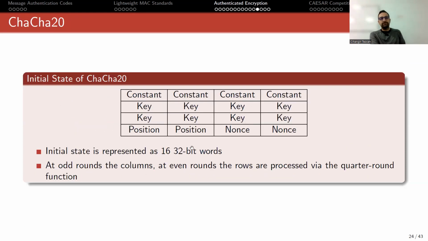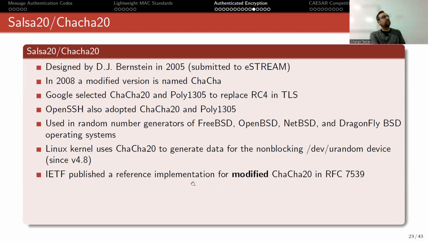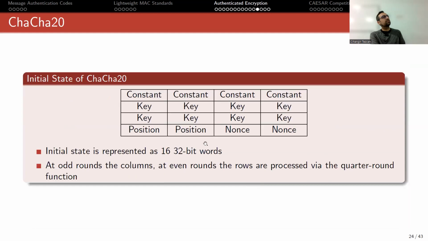So it works like this. This is the initial state. There are 16 words like in the case of AES, but this time these are not bytes. They are 32-bit words. You fill the first row with a constant value. You put your key here. Then you put a position that is also some kind of constant, and then put the nonce. Here I said IETF published a reference implementation for modified ChaCha. I think in that modified version, these positions are also used as nonce or something like that. Okay, so there's a very small difference.